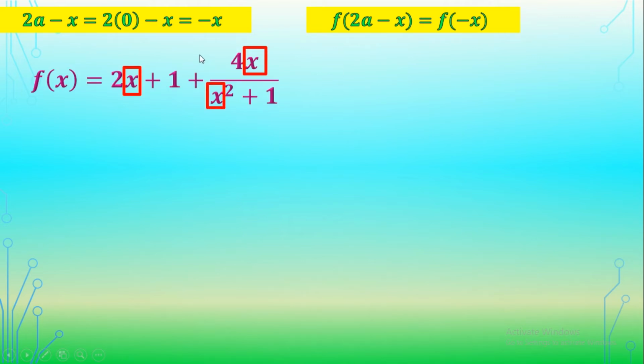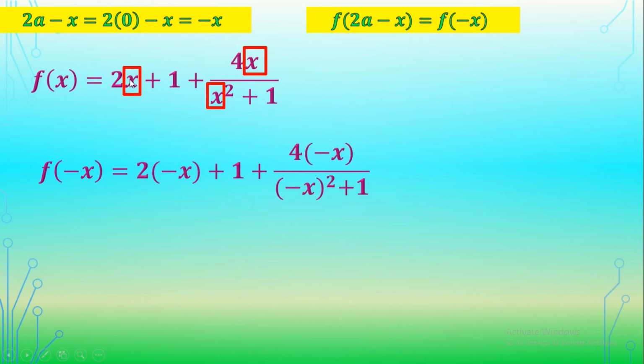Well, something else. Note that f of x is equal to x plus 1 plus 4x over x squared plus 1. To calculate f of 2a minus x, we just need to replace x by 2a minus x, which is minus x. So here, f of minus x, we just replace x by minus x. So it's 2 into minus x plus 1, we copy it the same, plus, and the fraction, we copy it the same, but on the numerator, 4 into minus x, and on the denominator, it will be minus x all squared plus 1, as you see here.